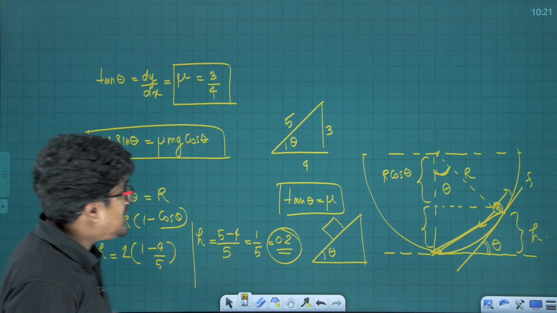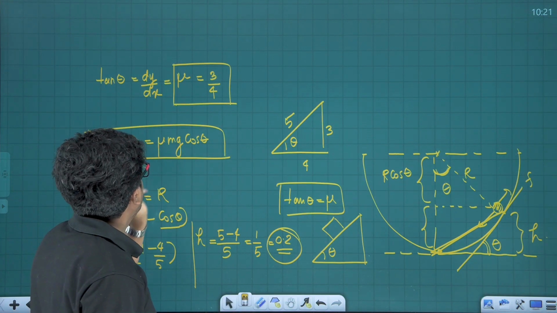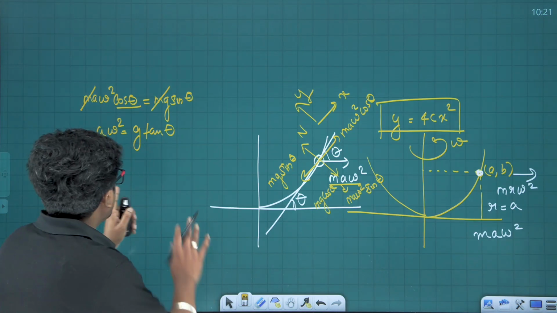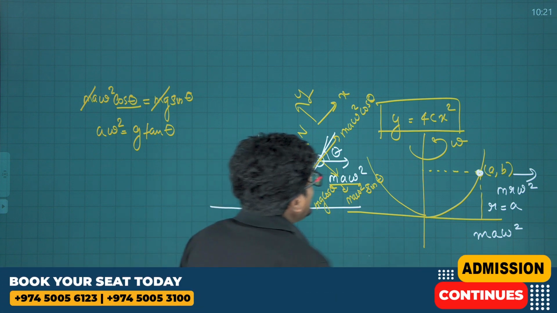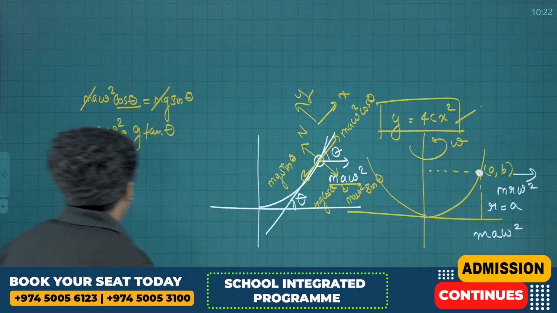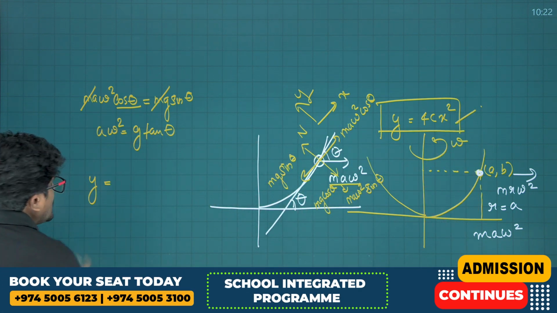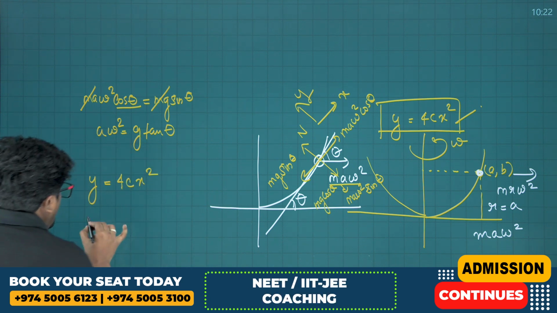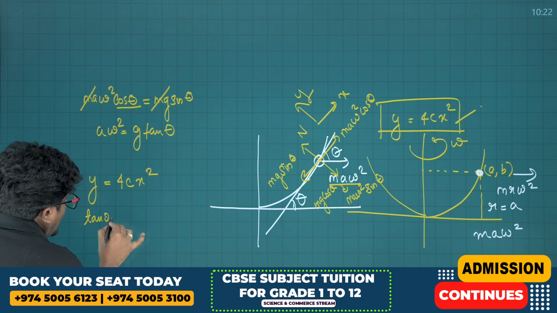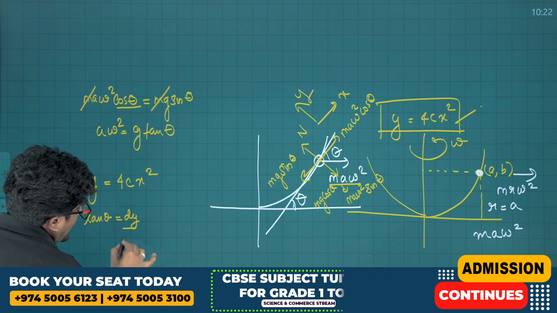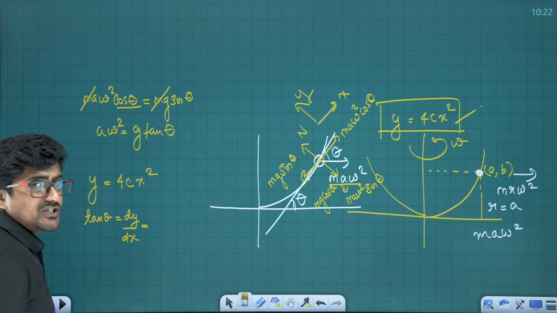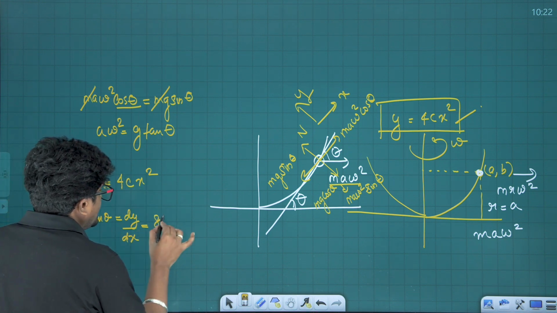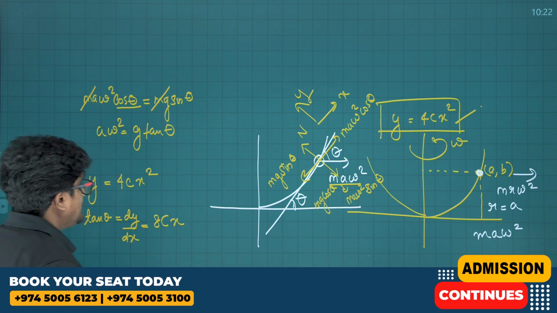Which means we need to get the expression for tan theta here. To get that, of course, we have got the expression y is equal to 4 times c into x square. Now, we all know that tan theta is equal to dy by dx, and that is equal to 4 twos are 8 c into x.